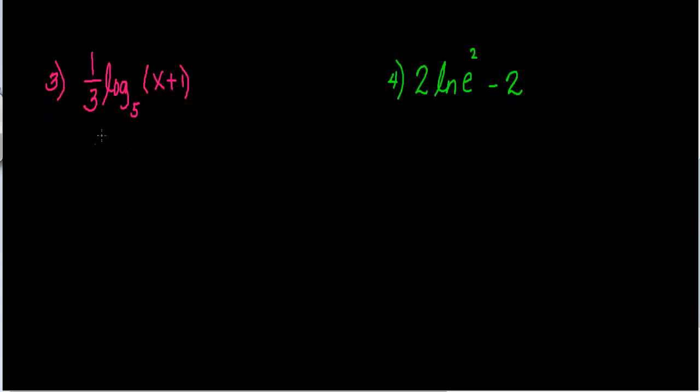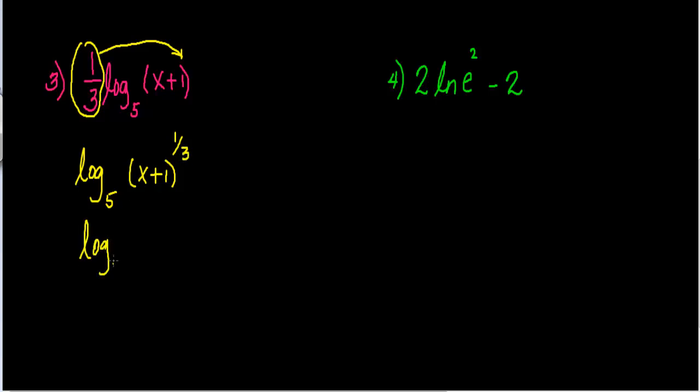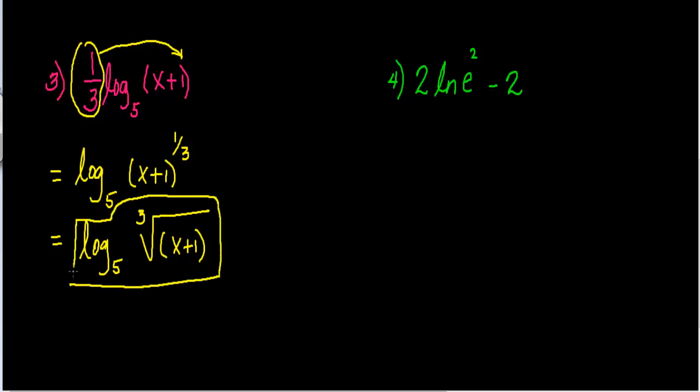Example number 3. For example number 3, we have a number here in front of a log. Remember, this is the exponent of your argument by the power rule. So we have log base 5 of x plus 1 to the 1/3 power. And I can rewrite this as log base 5 of the cubed root of x plus 1. And that's it.